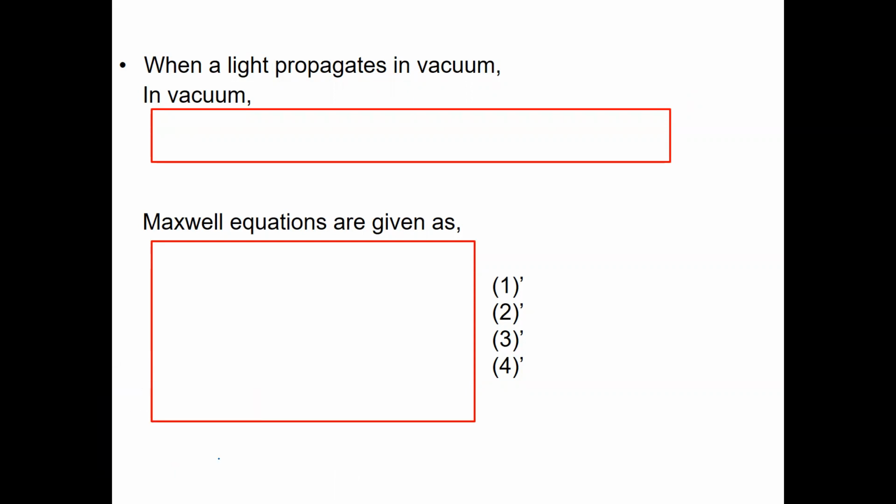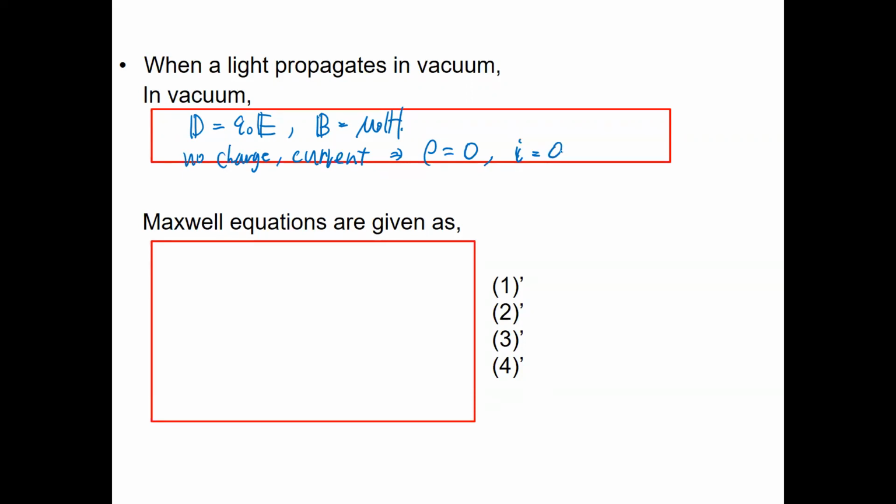as we've already talked about, electric displacement is epsilon 0 E, and magnetic displacement is mu 0 H, and no charge and no current. That means rho equals 0 and I equals 0.